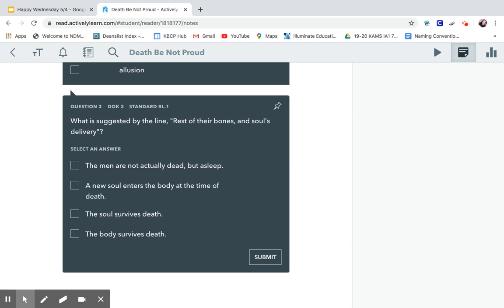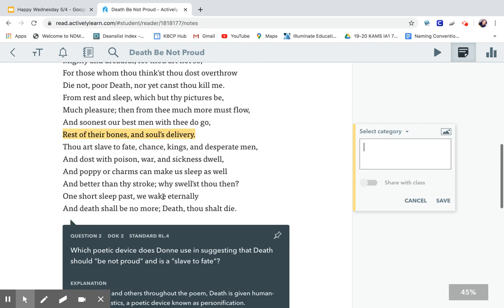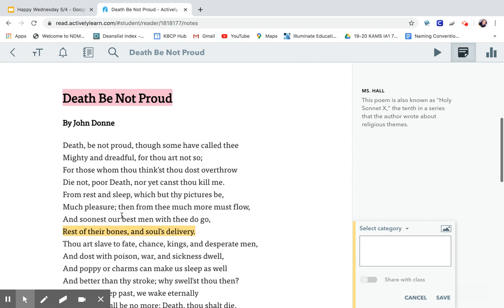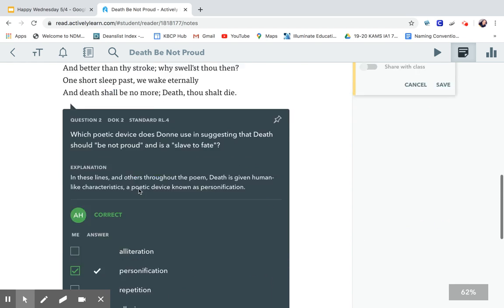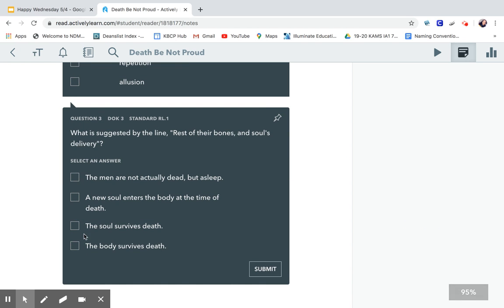Okay, I'm holding off on that one. I know it's not this one. A new soul enters. We know it's not the first and the last one. So we're looking at these two. A new soul enters the body at the time of death. The soul survives death. Much pleasure then from thee, much more must flow. As soon as our best men with thee do go, rest of their bones and soul's delivery. I'm going to go with C.